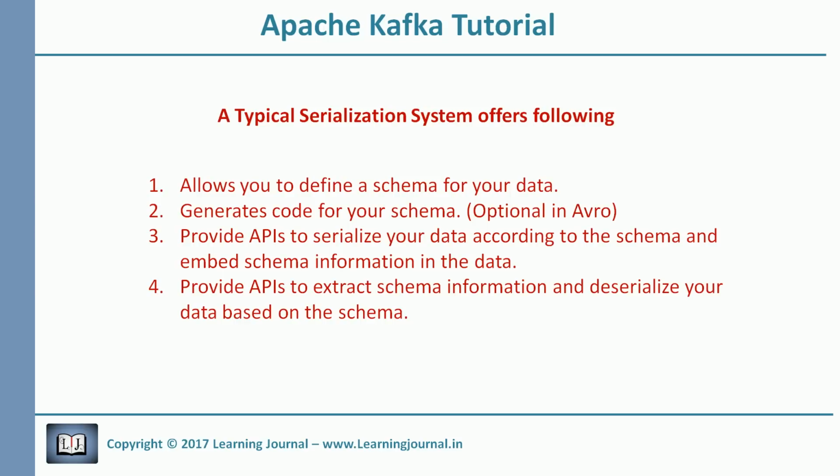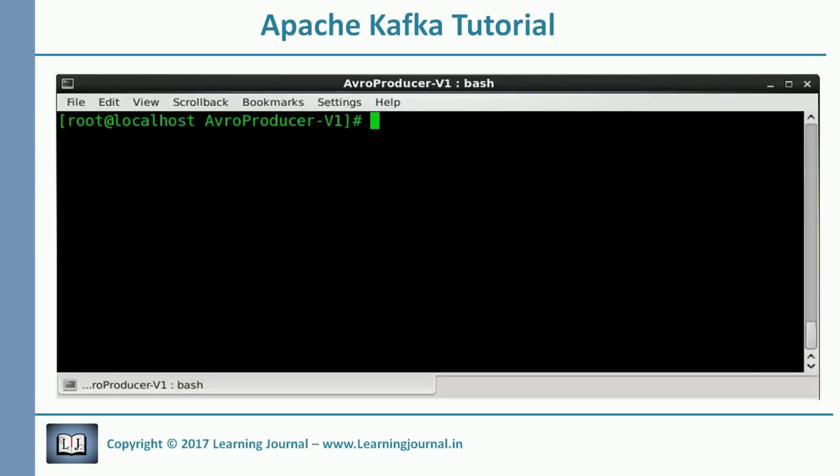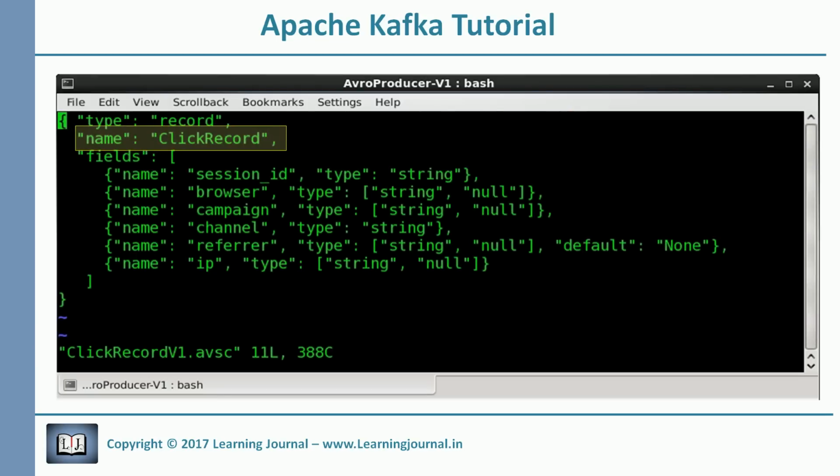So if you have some data and you want to serialize it, the first thing is to define a schema for your data. Avro schemas are defined using JSON. So let's define a schema for our clickstream record. So here is my schema file. The name of my schema is click record and there are 6 items. The first field name is session ID and the data type is string.